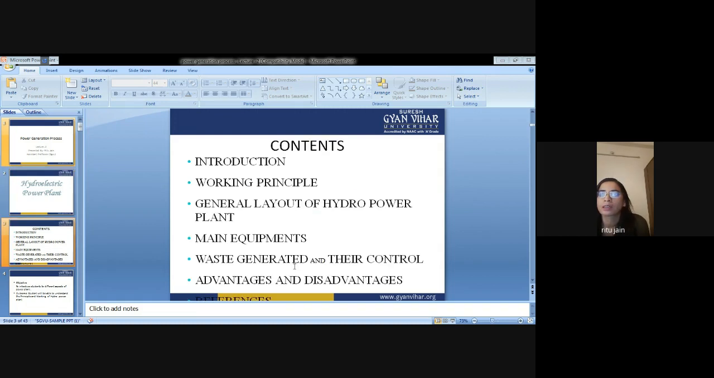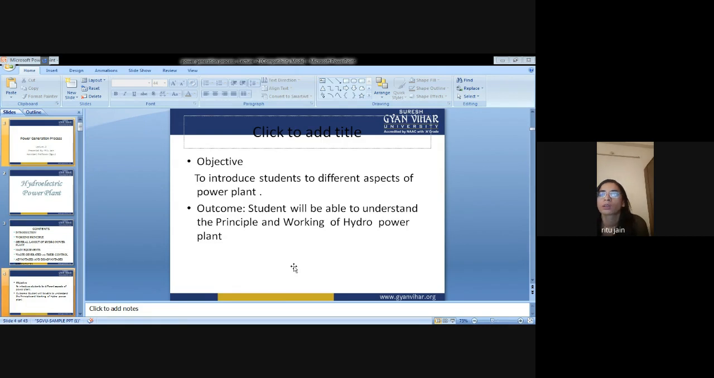These are the contents of my presentation: introduction, working principle, general layout of hydropower plant, main equipments, waste generated and their control, advantages and disadvantages. Objective: what is the objective of this lecture? To introduce students to different aspects of power plant. Outcome: the student will be able to understand the principle and working of hydropower plant.